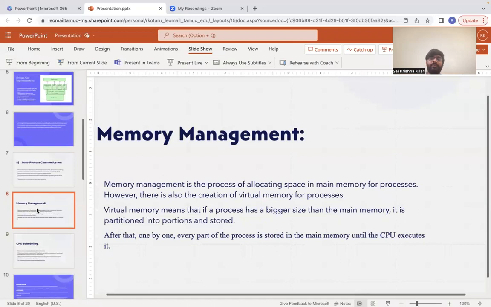And the other one is memory management. Memory management is the process of allocating space in memory for processes. However, there is also a certain creation of virtual memory for processes. Virtual memory means that if a process has a bigger size than the main memory, it is partitioned into portions and stored. After that, one by one, every part of the process is stored in the main memory until the CPU executes it.